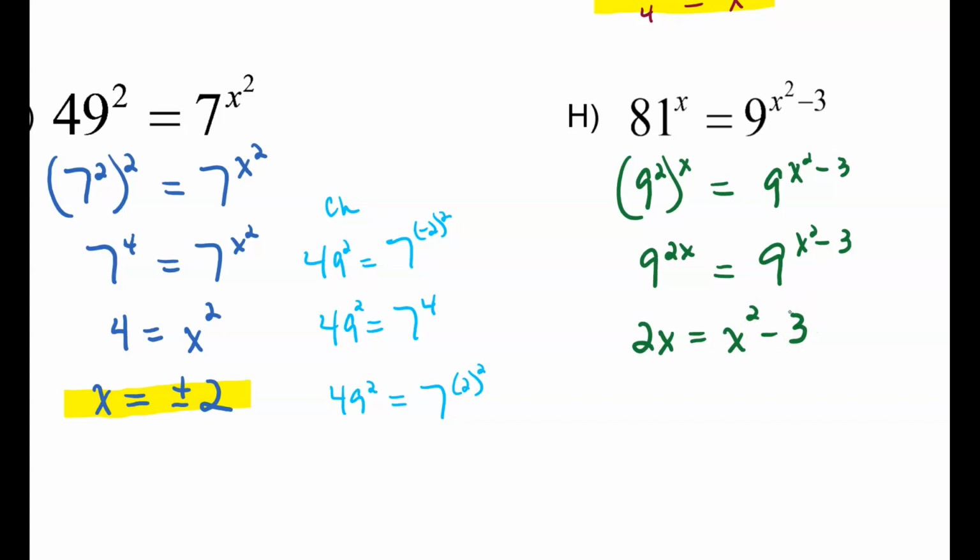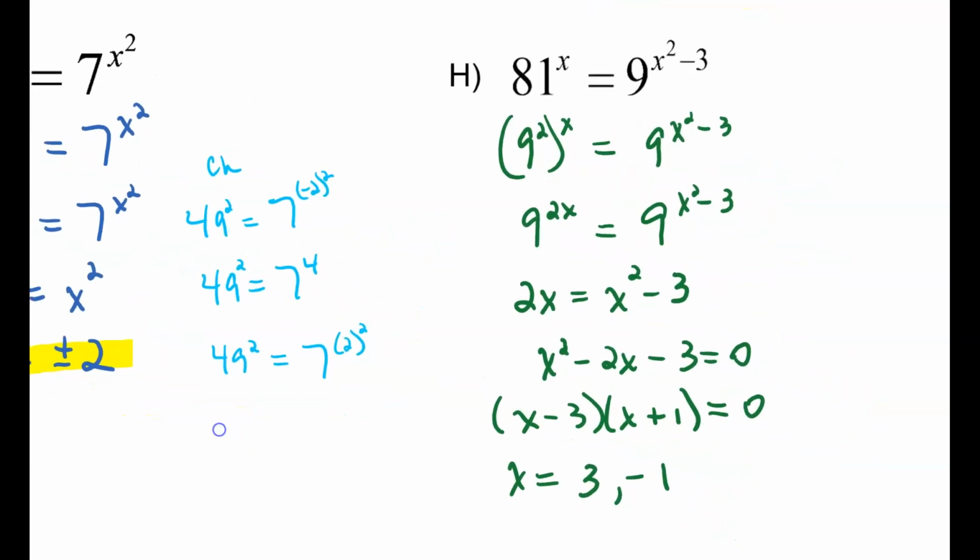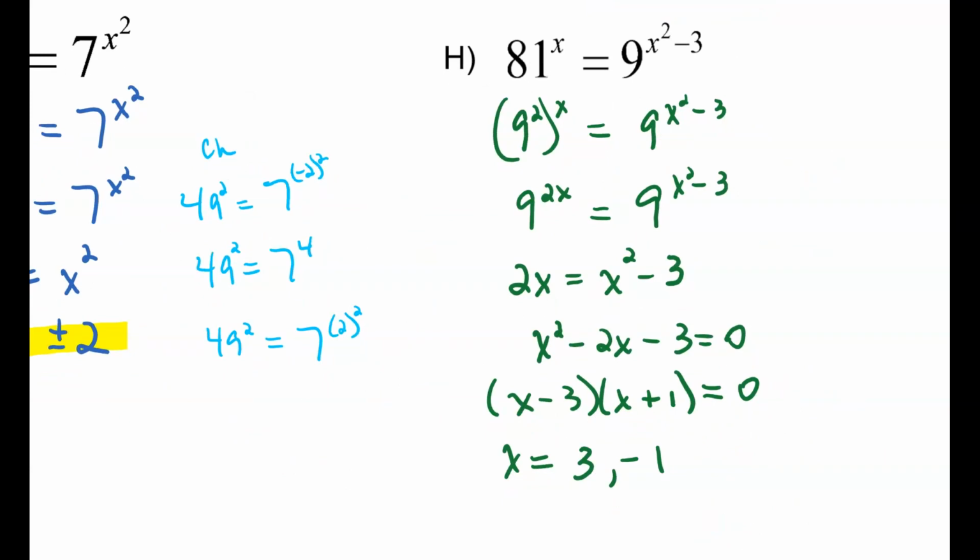What did we just get? A quadratic polynomial. Which means what are we going to have to do to solve this one? Set it equal to 0 and factor. Exactly. So we end up with x squared minus 2x minus 3 equals 0. What does this factor into? X minus 3, x plus 1 equals 0. Therefore, x is equal to negative 1 and 3. All right, so again, I'm going to do a quick check over here.